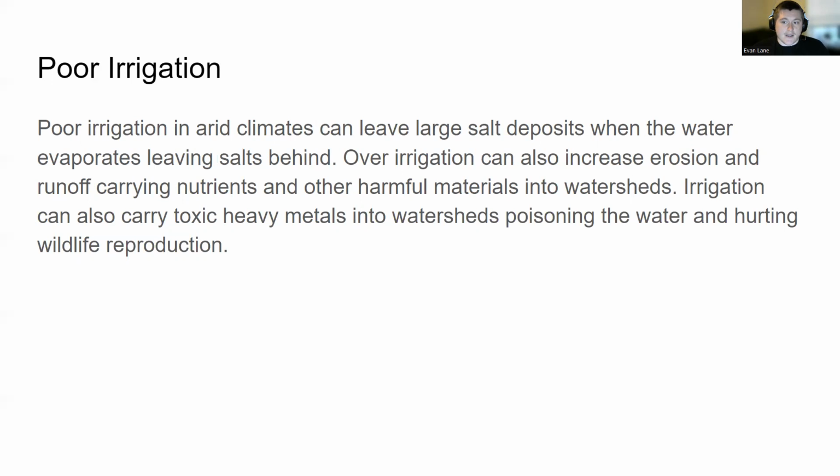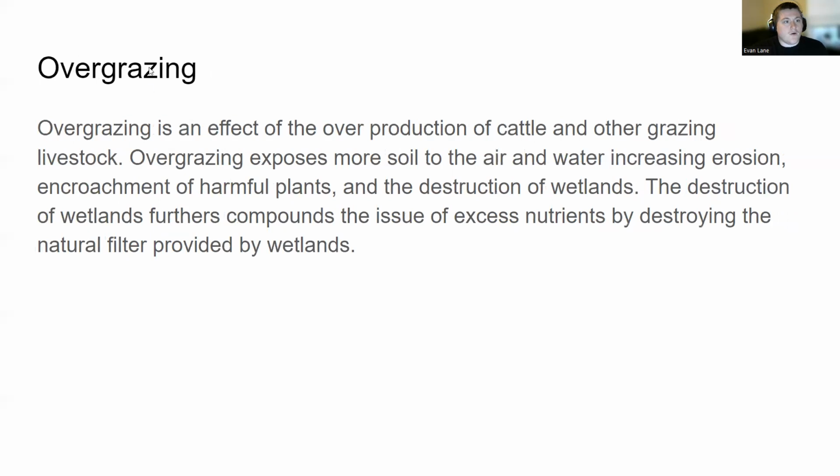And these salts, like I said, can contain metals, especially toxic heavy metals. One example I read was selenium, which works its way into watersheds a lot through agricultural runoff, and it poisons the water, and it can often hurt wildlife reproduction in waterfowl, like ducks and geese. So the last cause of agricultural runoff is overgrazing.